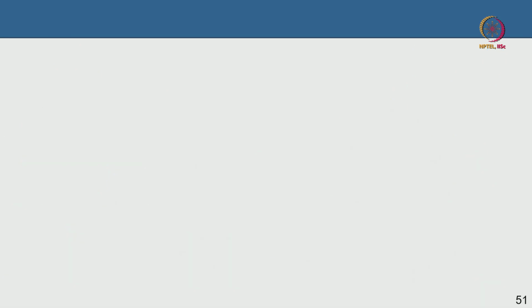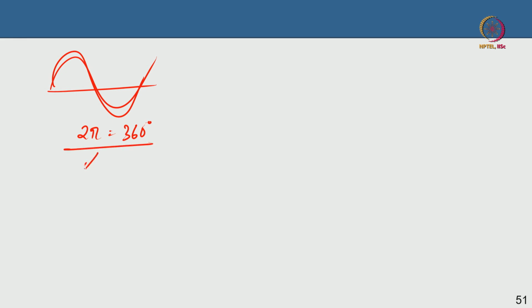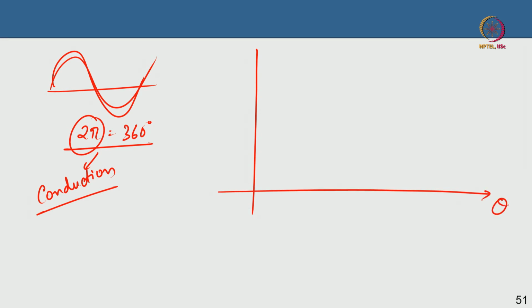So what I can say is that in class A your device is on for the entire period. If I say this is one cycle, then this is an angle theta, this is 2 pi or 360 degrees. So I can say the device is on for the entire 360 degrees. This I call the conduction angle. This conduction angle is a very important part of defining the class of operation. For class A it is on for the entire cycle, so its conduction angle is 2 pi, it is always on.